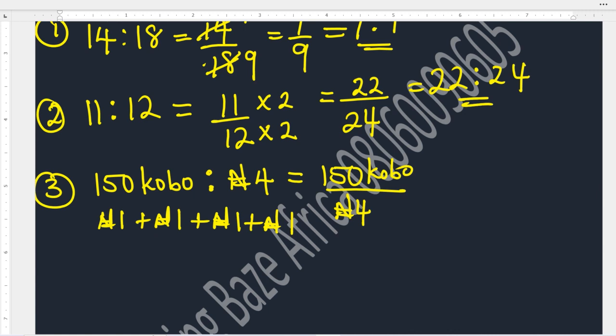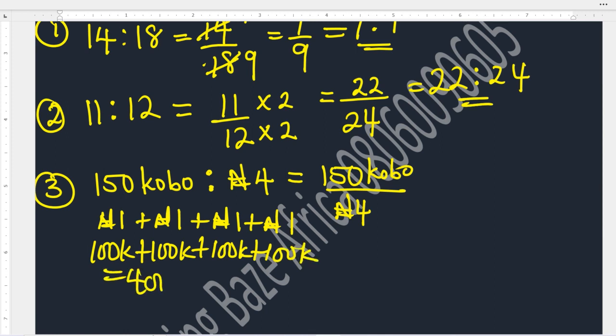Now, how do we change this to kobo? 1 naira is equal to 100 kobo. So that will be 100 kobo plus 100 kobo plus 100 kobo plus 100 kobo. And that will give us 400 kobo. So 4 naira in kobo is equal to 400 kobo. So we have been able to change it. So that will be 150 kobo divided by 400 kobo.